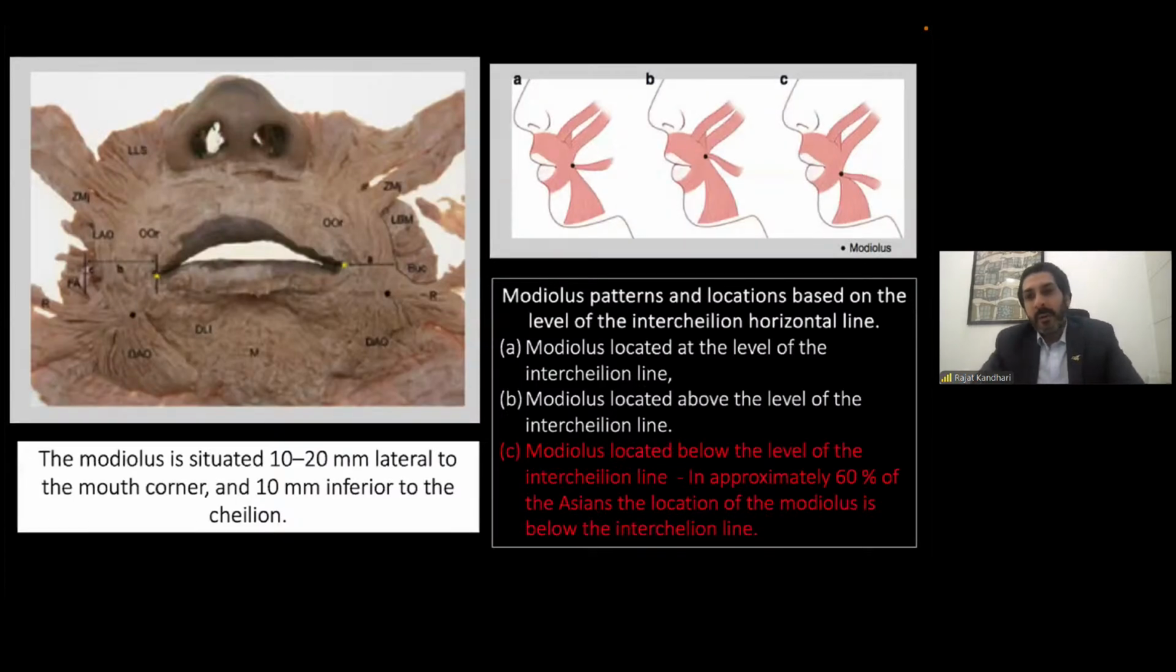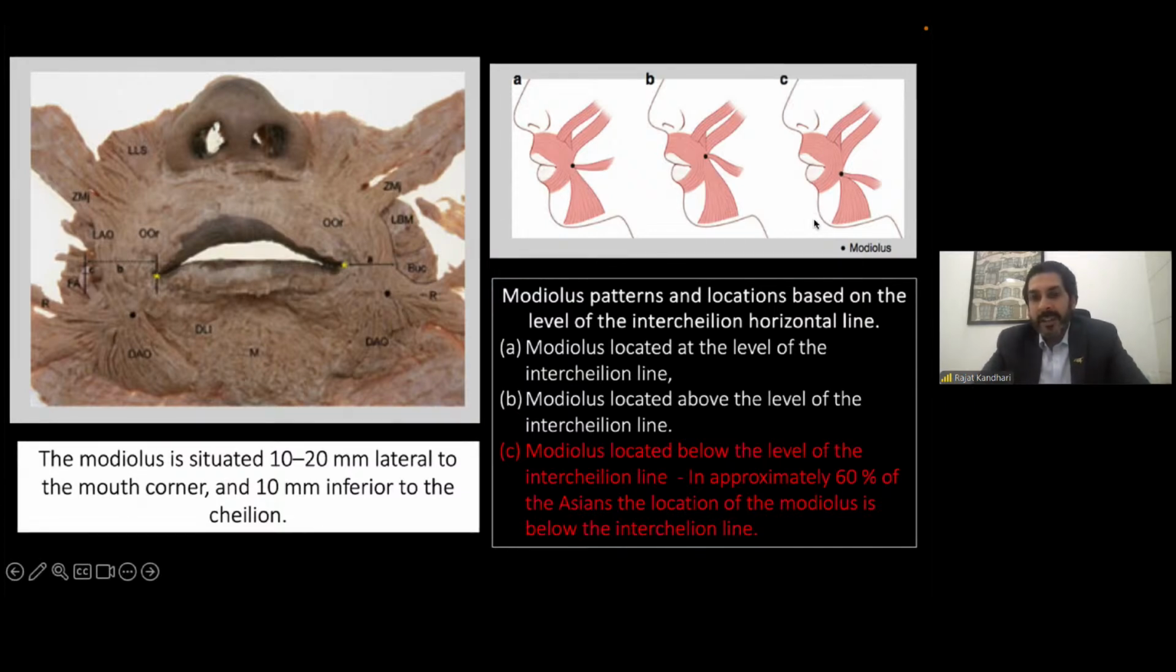Now, before we go into how to inject the DAO, which has been talked about a bit, we must know about something called the modiolus. The modiolus is a bead-like arrangement in the lower face wherein the muscles of the lower face converge. And this is situated 10 to 20 millimeters lateral to the mouth corner. And it has different locations, as you can see in this illustration.